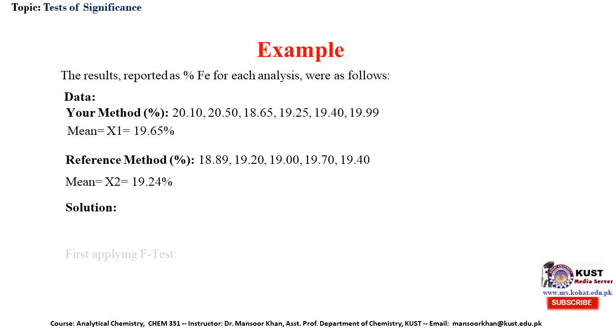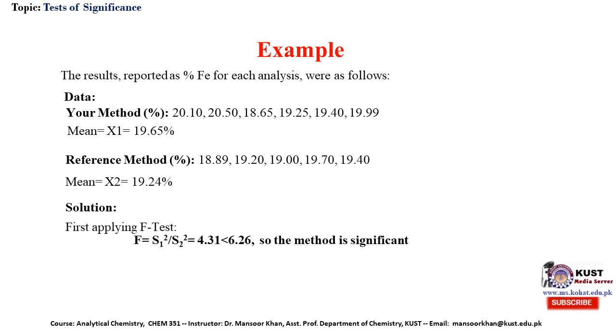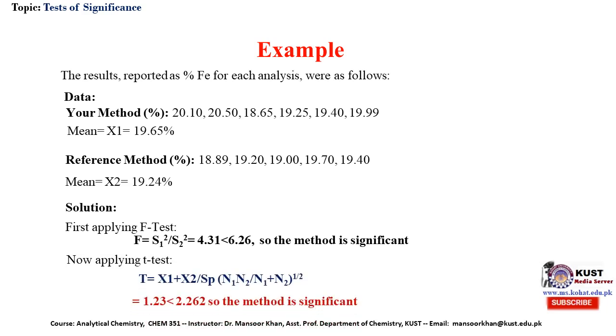So solution, first applying the F test. The value obtained for F calculated is 4.31, which is less than the tabulated F value, which is 6.26. So according to the F test, the method is significant. Now applying the t test. This is the equation. Now putting the values, we obtain a value of 1.23, which is less than the tabulated value 2.262. So the method is significant.